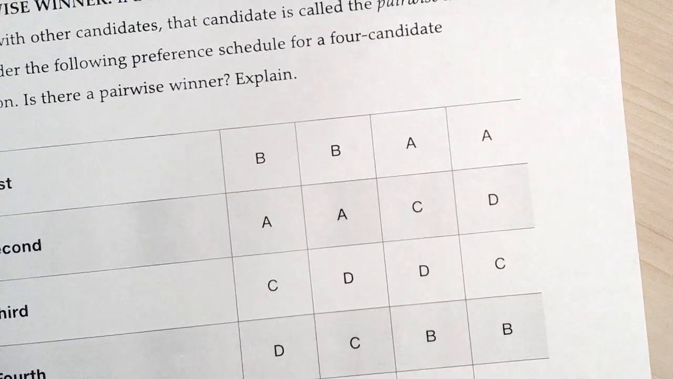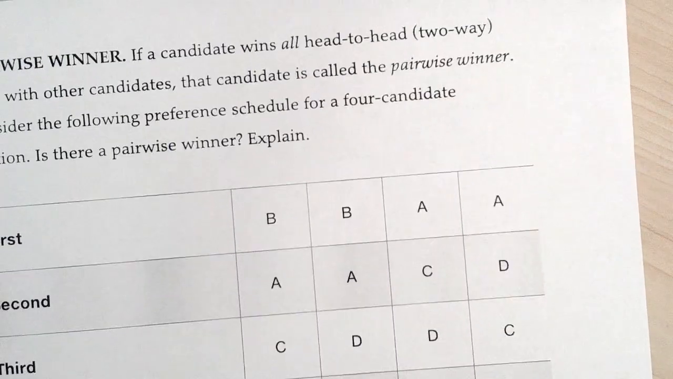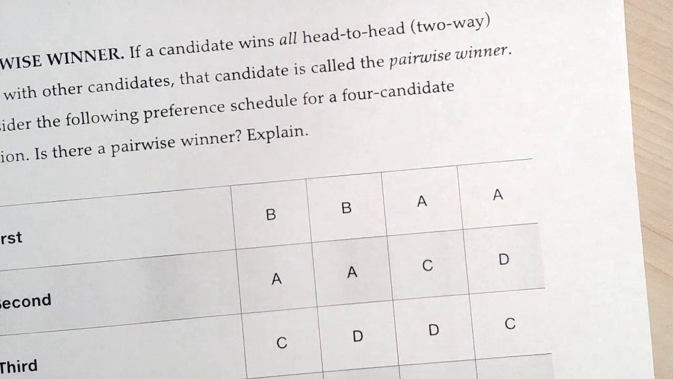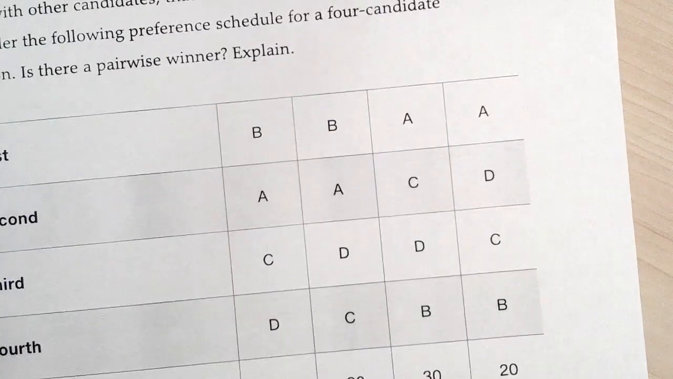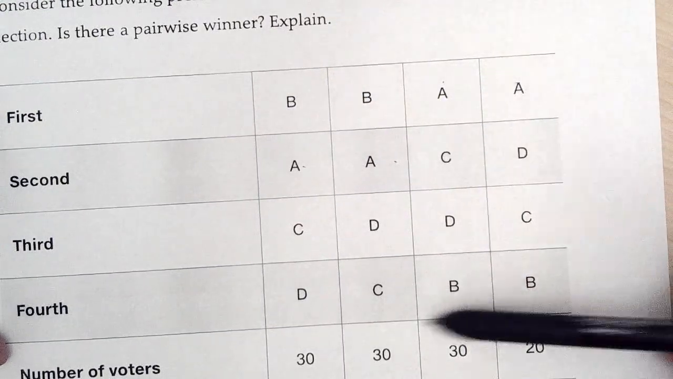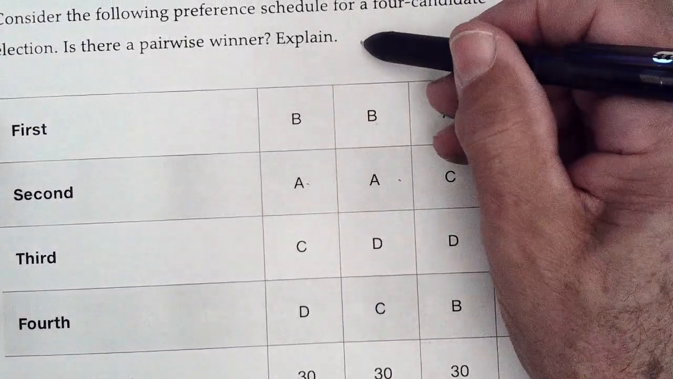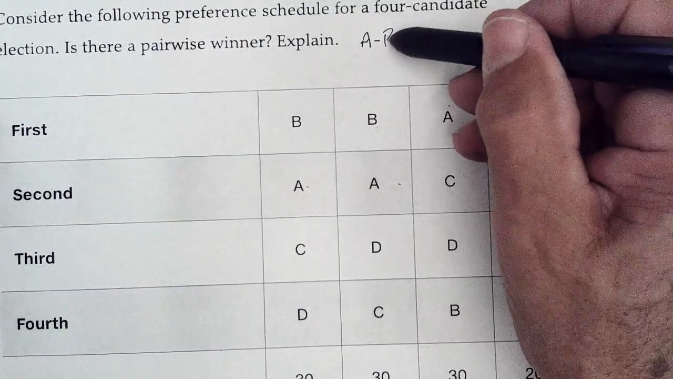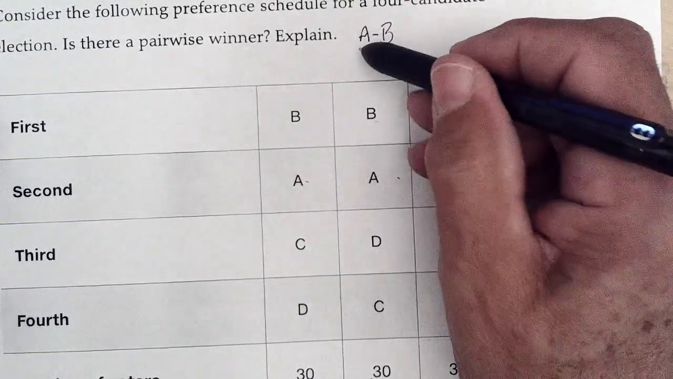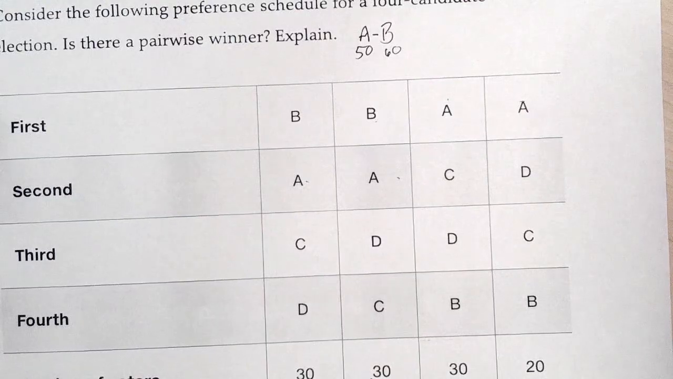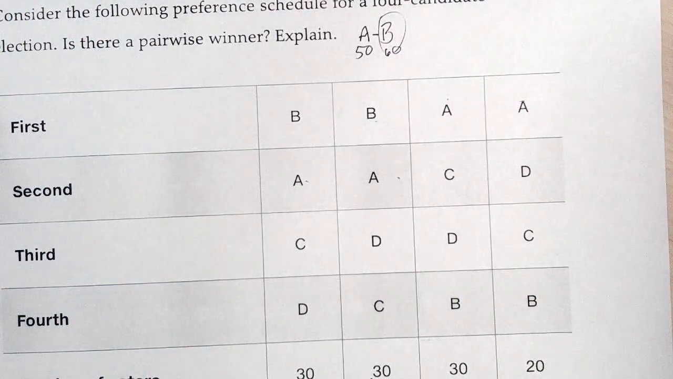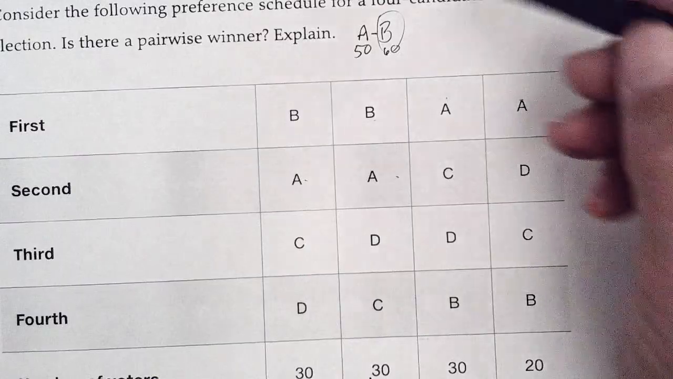If a candidate wins all head-to-head two-way races over the other candidates, that candidate is called a pairwise winner. Considering the following schedule for a 4-candidate election, is there a pairwise winner? We're looking for a pairwise winner. Looks like A is pretty high compared to the other ones, so I'm going to guess that A might be the pairwise winner. So I'm going to look at A versus B. B gets 60 and A gets 50. So B beats A. But I think B is going to lose a lot of the other ones. Let's see how this works out.